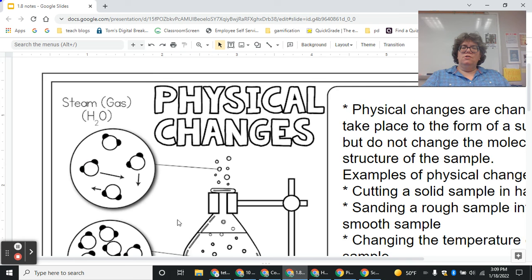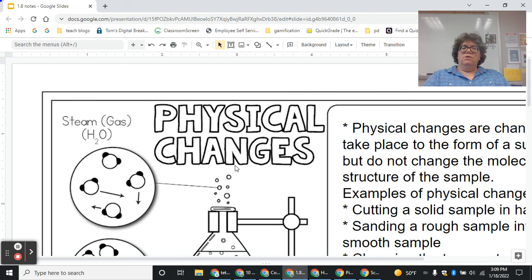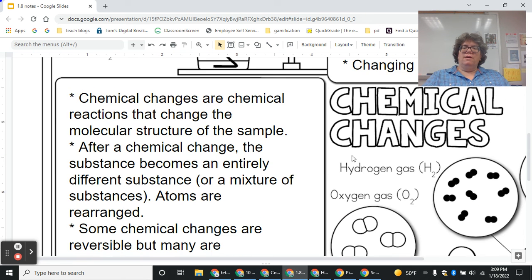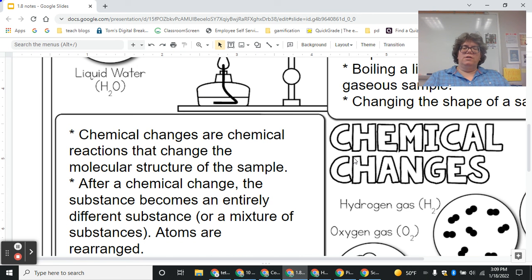So physical change, you don't have a new substance, it just changes shape, basically, or form from liquid to solid or liquid to gas. Chemical change, you have a completely new and different chemical. Atoms are rearranged and you have something completely different.